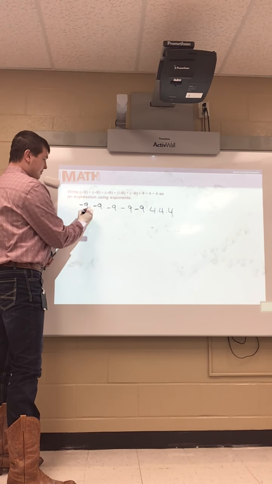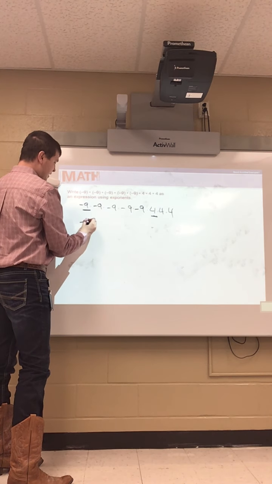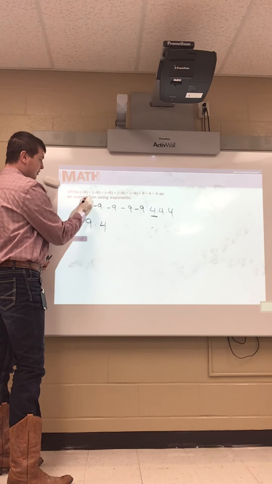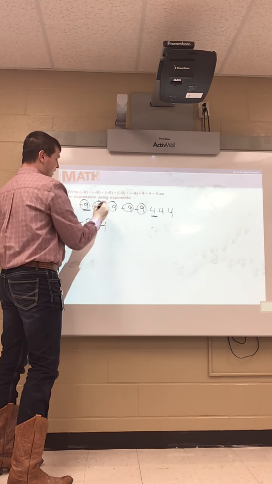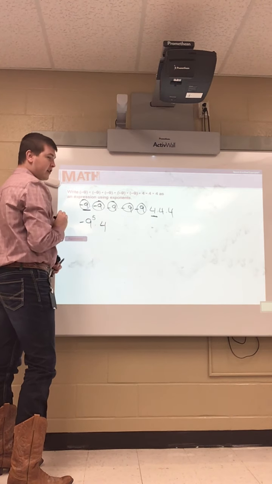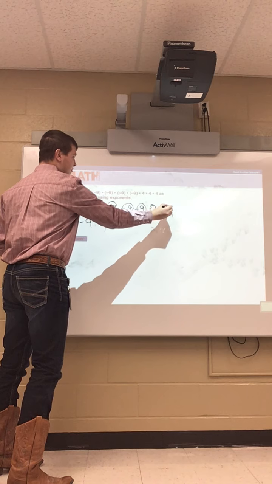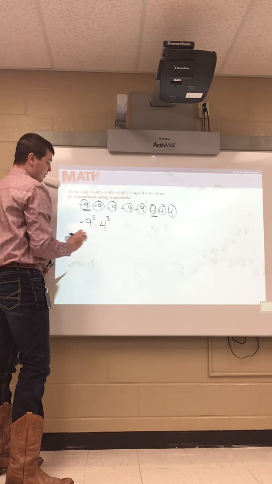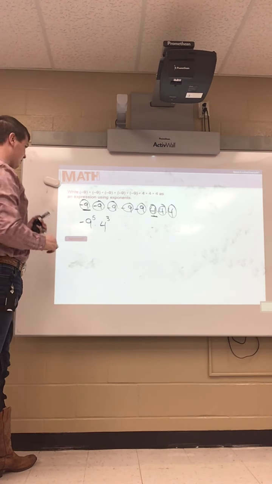So our bases are negative 9 and 4. So negative 9 times 4. And negative 9 is being multiplied once, twice, 3, 4, 5 times. So it has an exponent of 5. And then 4 is being multiplied once, twice, and 3 times. So it has an exponent of 3. Okay, so that's what you should have got as your answer.